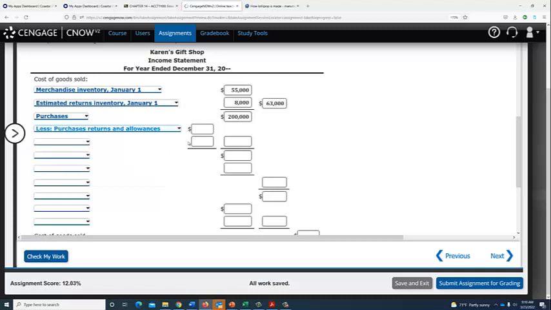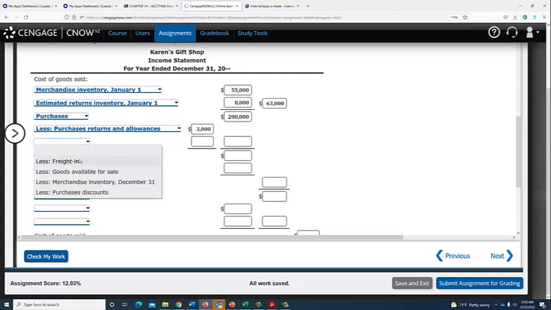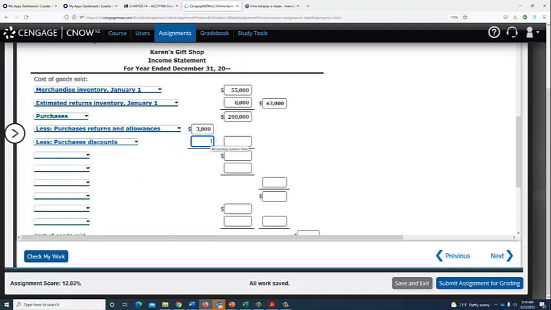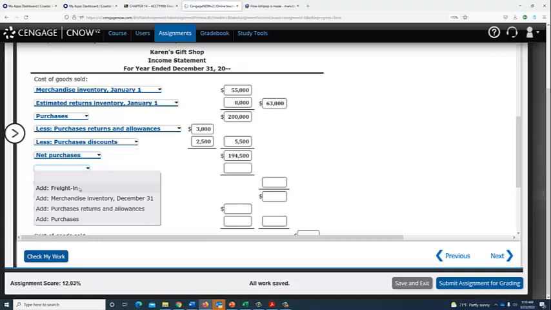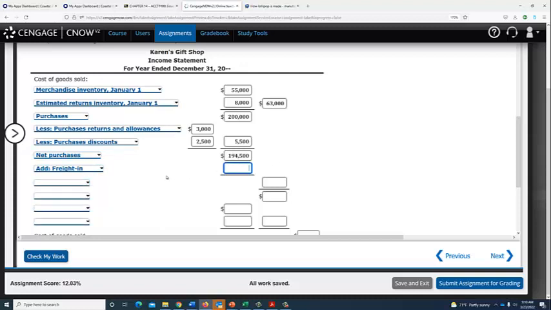We had purchase returns and allowances, $3,000. Purchase discounts of $2,500 for a total reduction in our purchases of $5,500. So our net purchases are $194,500. Then we have the freight. The freight is always a cost of our inventory. It adds to it. So that was $1,400. So our cost of goods purchased comes out to $195,900.